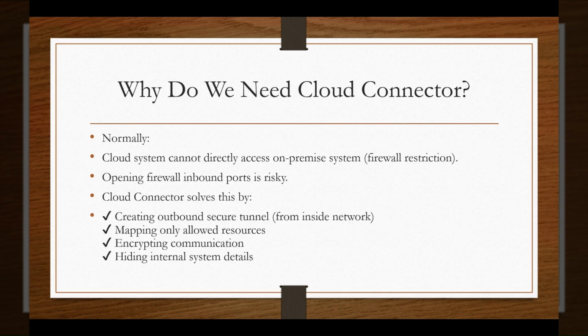Normally, a cloud system cannot directly access an on-premise system, and opening firewall inbound ports is risky. Cloud Connector solves this by creating an outbound secure tunnel, mapping only allowed resources, encrypting communication, and hiding internal system details. So basically, Cloud Connector is a small piece of software that helps communication between the on-premise systems and the cloud systems without the risk, while protecting the system details. It takes care of security and secure communication.